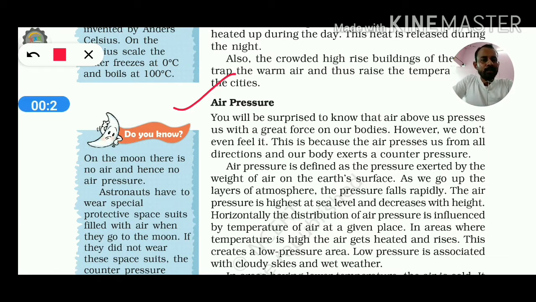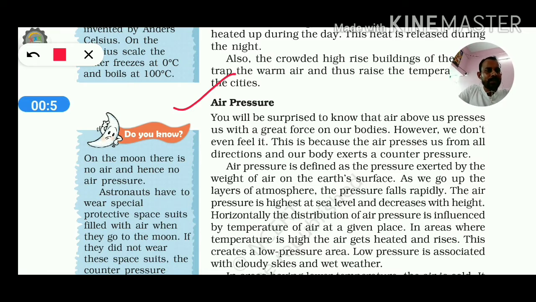You will be surprised to know that the air above us presses us with a great force on our body. However, we do not even feel it. This is because the air presses us from all directions and our body exerts a counter pressure. So that is why we are not able to feel the air pressure.